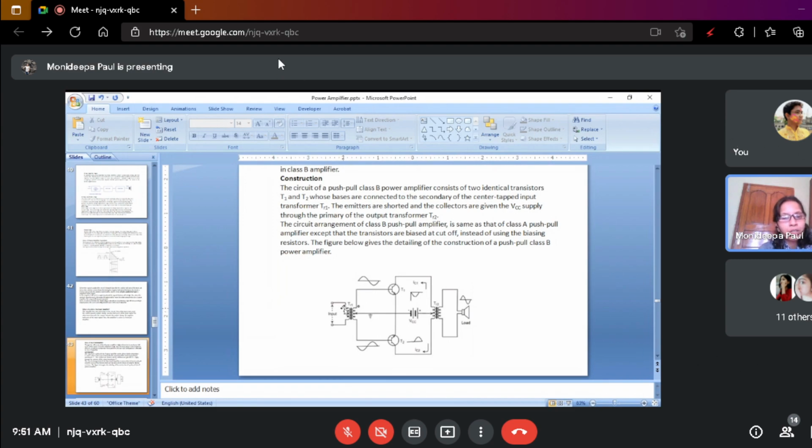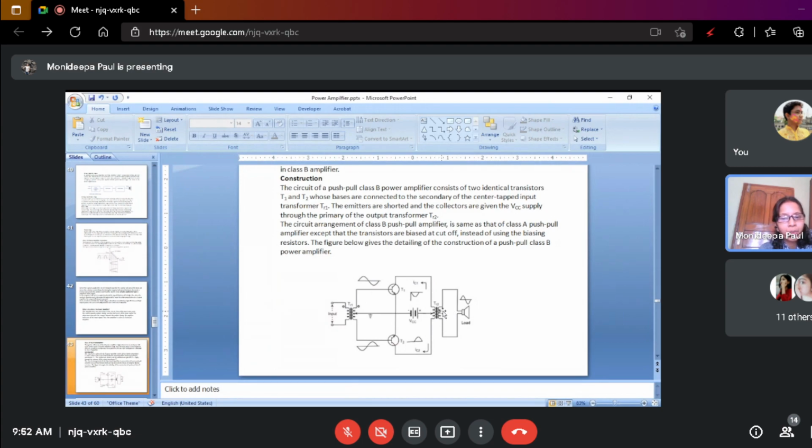So during the positive half cycle of the input voltage, this transistor is in the active region, and this transistor is reverse biased, so it is in the cut-off region. Therefore, collector current is flowing. This is the emitter, current flowing in this direction. So collector current is flowing, and here VCC is connected. VCC maintains the reverse bias condition of the collector-emitter junction, and this voltage is again applied to the center tap primary winding of the output transformer.